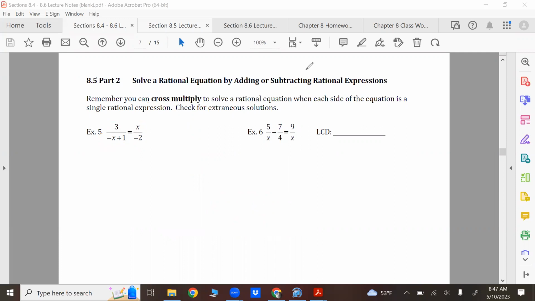So let me clear and do it for you guys. So these will be multiplied and these will be multiplied. That's why it's called cross multiply. So 3 times -2 equals x times -x plus 1. Instantly, you break up the fraction. Fractions usually cause a lot of stress and anxiety, right? Let's get rid of that stress and anxiety and just get rid of the fractions right away.